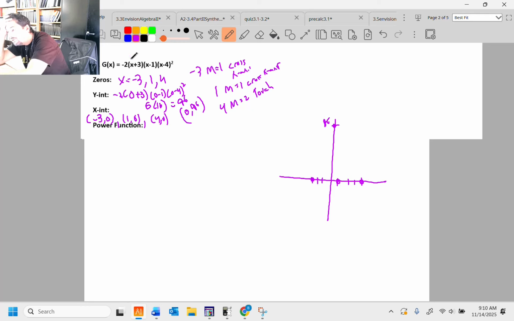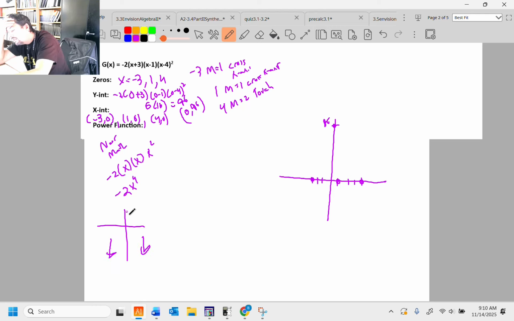Now, the power function you get by doing near math. That's what it is. It's near math. I'm going to grab this negative 2. I'm going to grab that x. I'm going to grab that x. I'm going to grab this x squared because of this squared component. If we did a whole bunch of work, the power function would be negative 2x to the 4th, which, by the way, is a negative x to the even. She starts low and she ends low. So I already know that this graph's going to shoot down towards negative infinity on the left and the right.